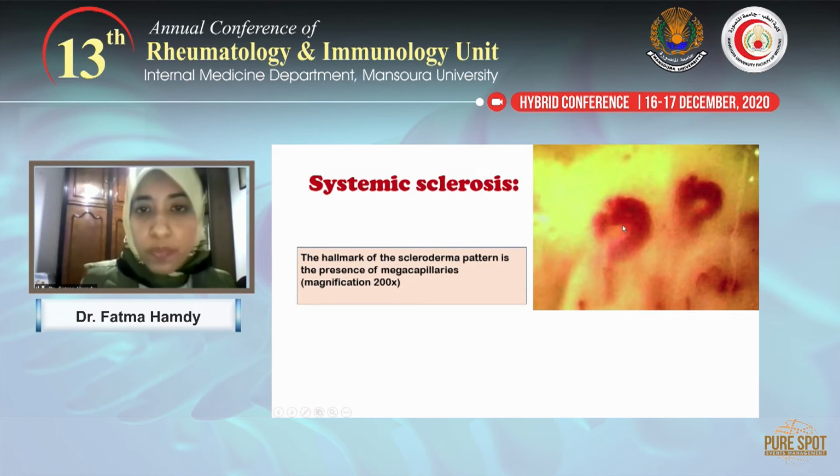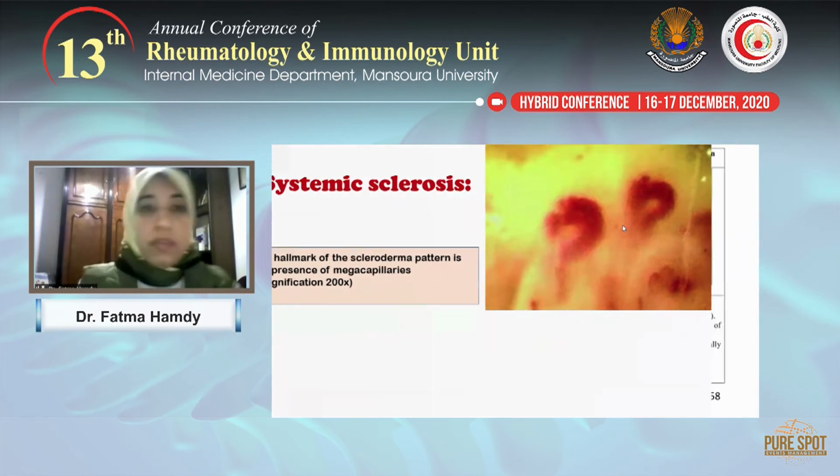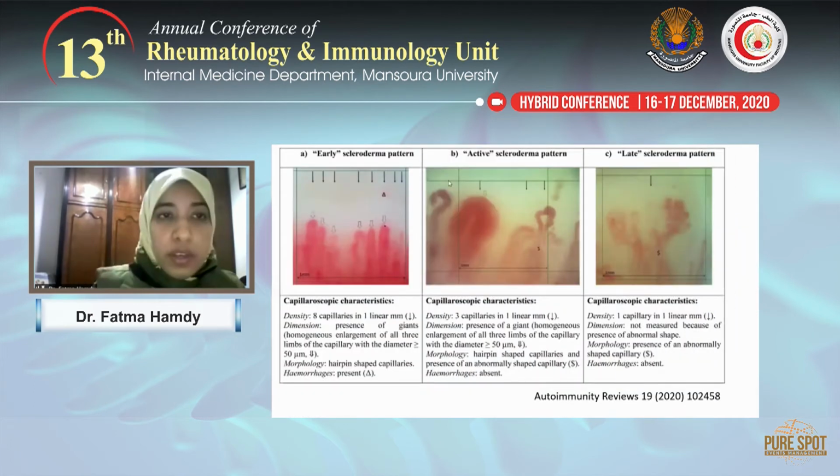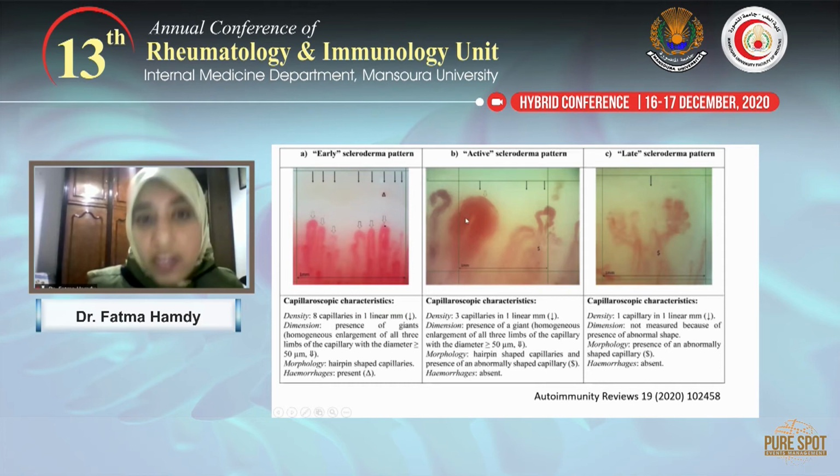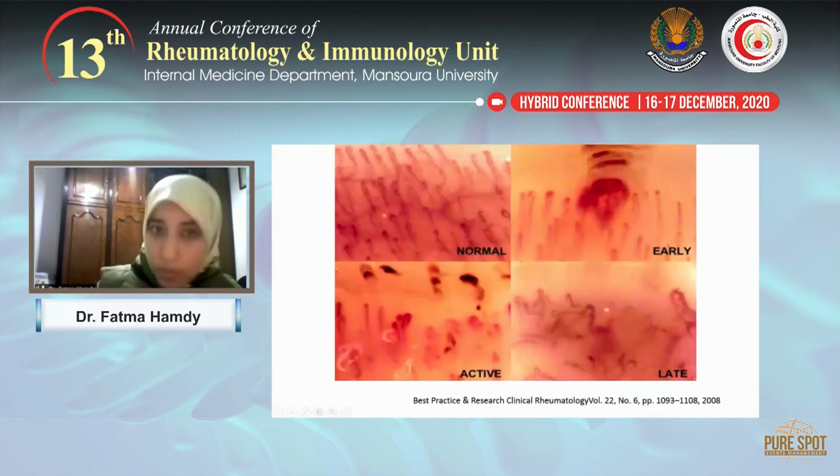It's very important to know that the hallmark of scleroderma pattern is the presence of the megacapillary, as we can find in this image. This image shows the early scleroderma pattern. As we can see, the capillary architecture is preserved, with some dilated capillaries. Here we have the active pattern with giant capillaries, some capillary loss, and hemorrhage, and then we have major capillary loss with the ramified capillaries.